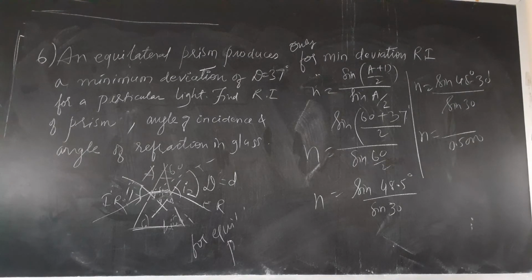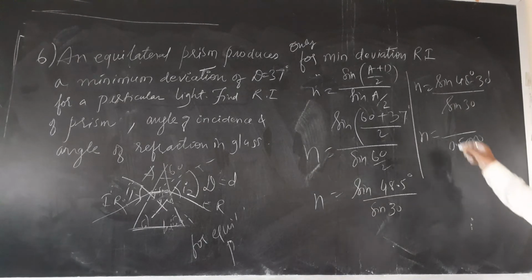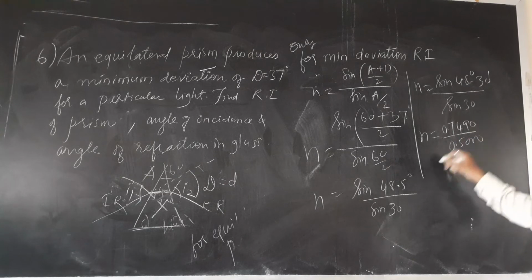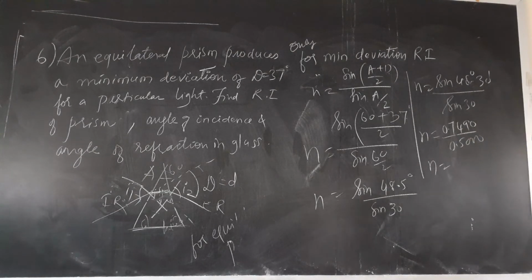48 degrees 30 minutes. Yes, exactly 1.5. So this way we have got the refractive index. Remaining problems, let us see whether time is there or not. Yes, God is great, still time is there.